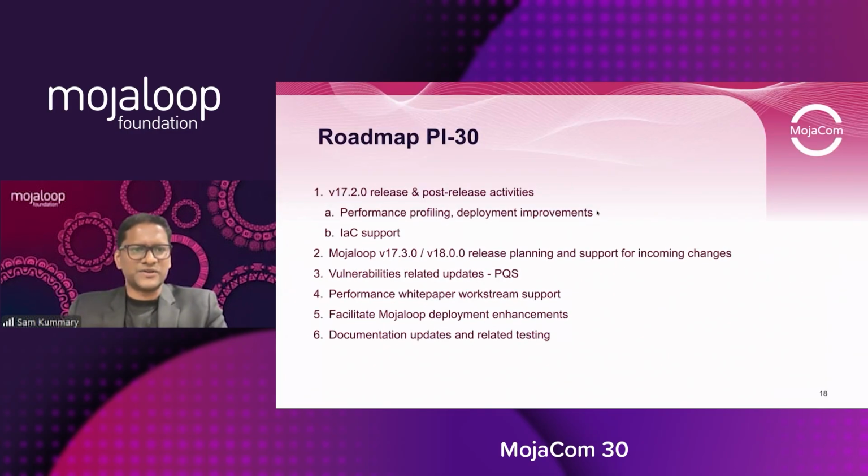We want to continue performance profiling and the deployment improvements. We want to work on IaC to ensure it supports our latest release as well. And we want to prepare for the upcoming releases, version 17.3 with logging improvements and performance improvements, but also a bigger change coming with the change in the underlying ledger to use Tiger Beetle. These are the various things we have in the pipeline.